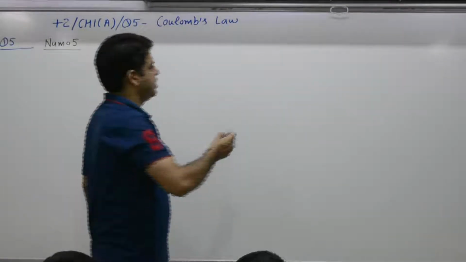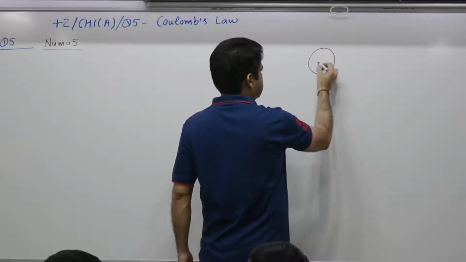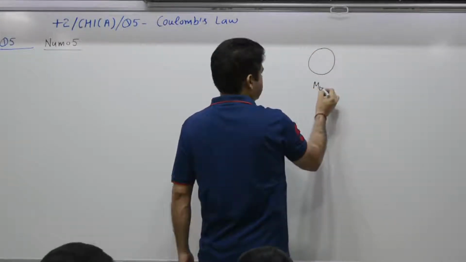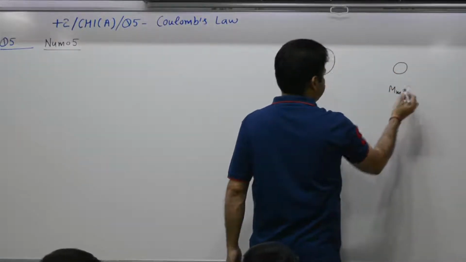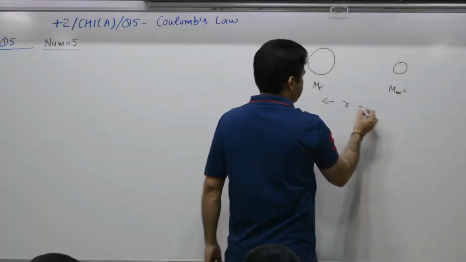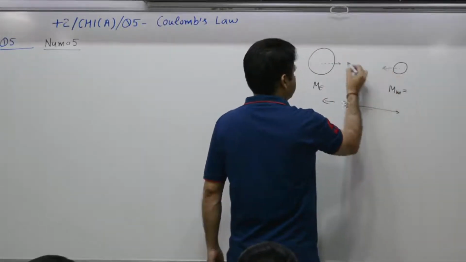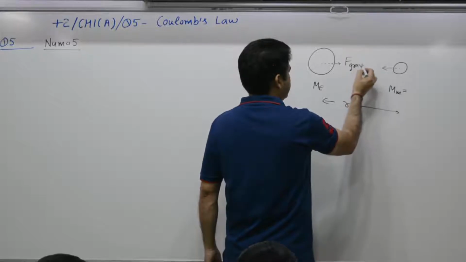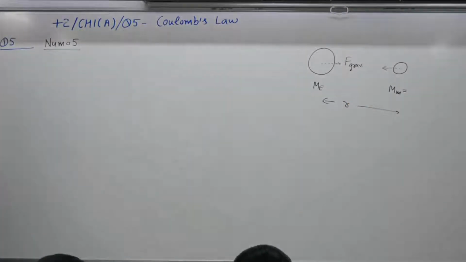Given is what? Two objects, Earth, mass of Earth. Other object is Moon, mass of Moon given. Distance between the two R. Attraction due to gravitational force. So the two attract each other due to gravitational force.